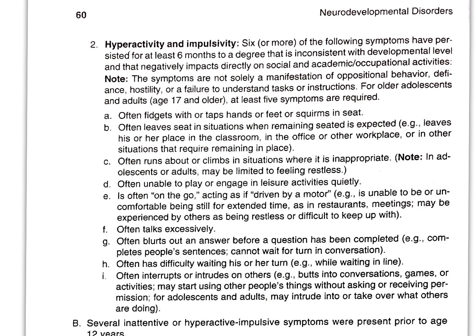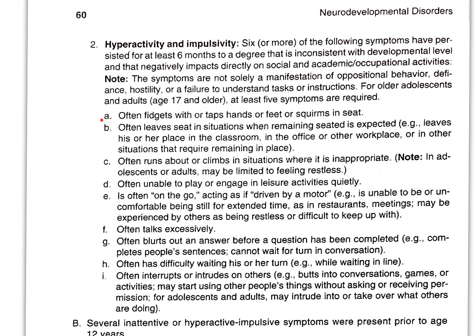Now, the second type is the hyperactive or impulsive type. Again, 6 or more of the following symptoms for at least 6 months, inconsistent with developmental level, and most importantly, negatively impacts directly on social and academic or occupational activities. And again, the little disclaimer. So, 6 or 5 of these.